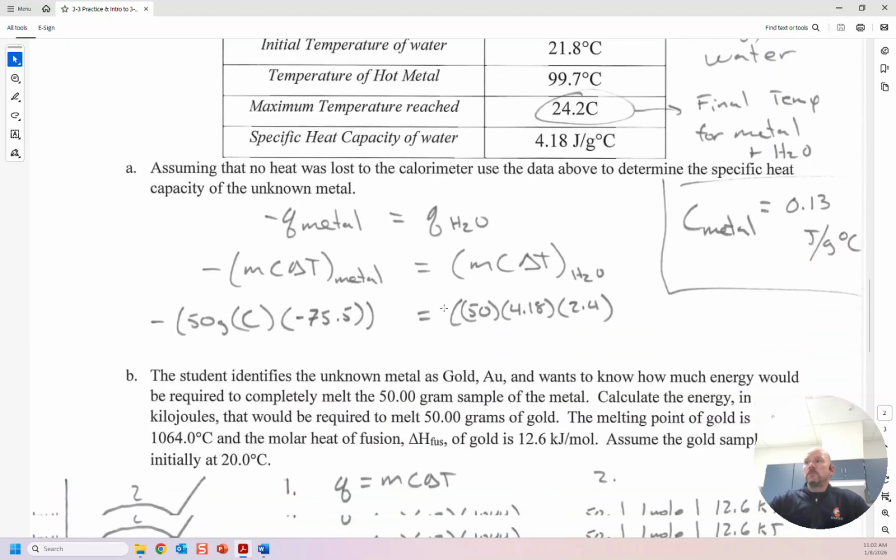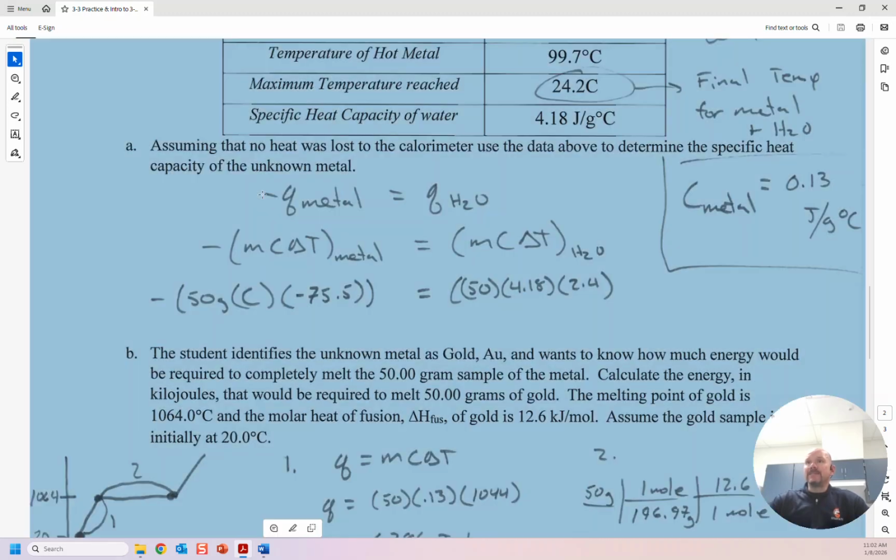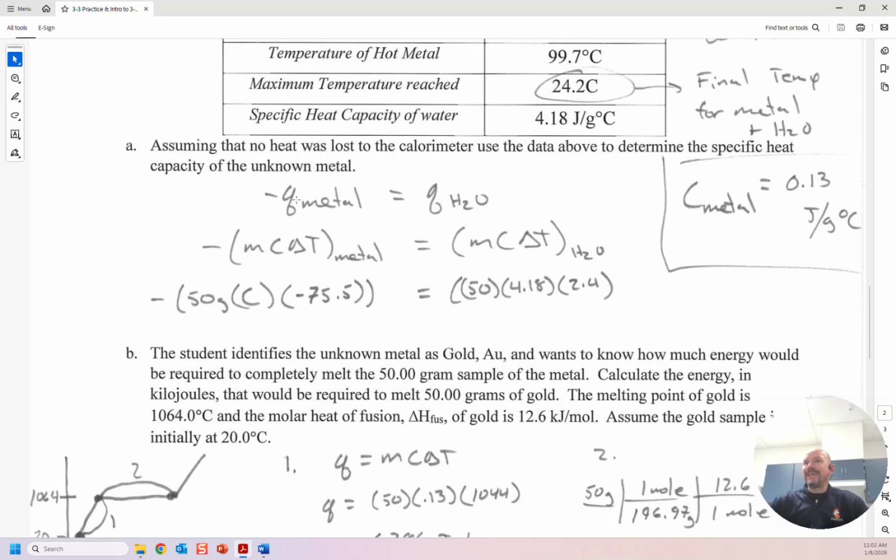So what does that mean? It means negative Q metal, the heat lost by the metal, is equal to Q water, which means the heat absorbed by the water. Remember, Q is heat and H is enthalpy. So if you want to change this to the letter H, enthalpy and heat are essentially the same thing at this level of chemistry. So you could say negative H metal equals positive H water.